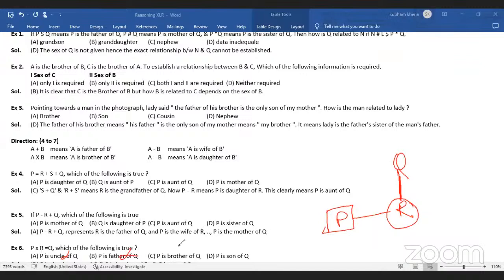Wrong. P is the brother of Q. Again wrong. P is the son of Q. Yes. We know P and R are siblings, and R is the daughter of Q. So we can say P is the son of Q. I don't know the gender of Q, whether Q is mother or father, but I know that P is the son. Is it clear? Guys, everyone tell me.